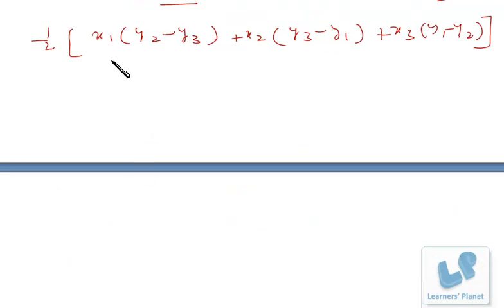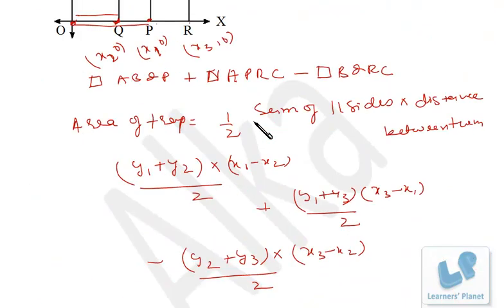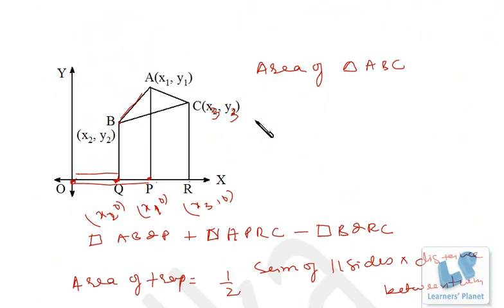Friends, we can directly use this formula to find out the area of the triangle when the three vertices are given. And this derivation is really important, so just try to write it 2 to 3 times, you can memorize it. Okay?